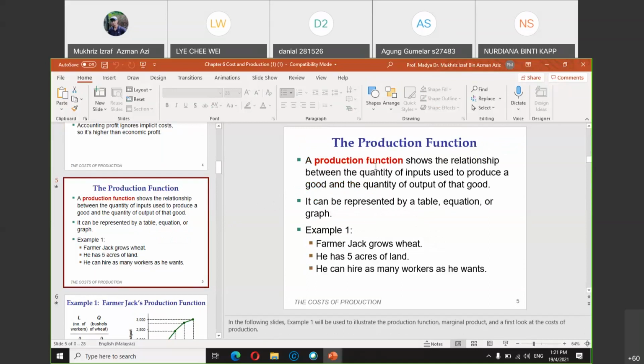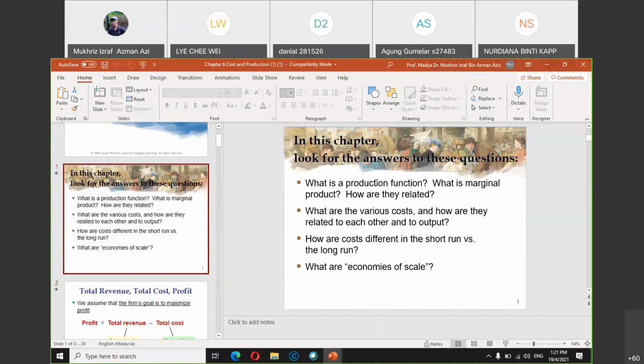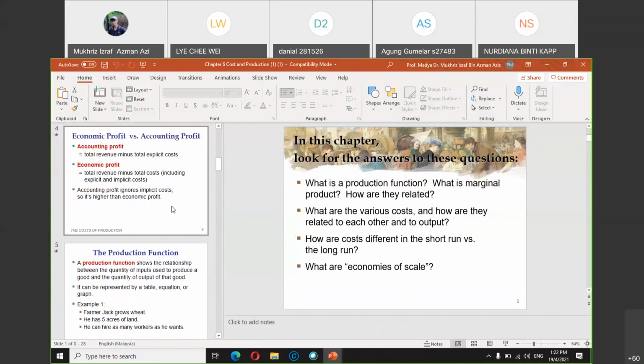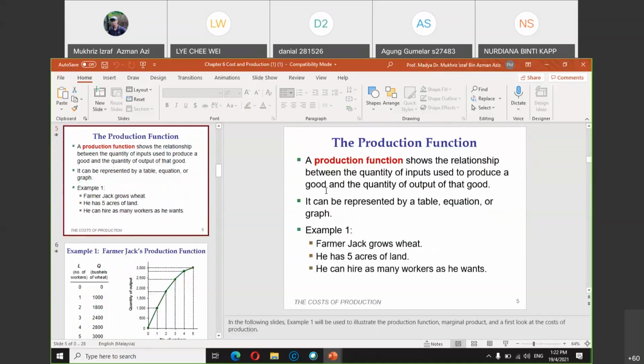And then we look at production function. In the beginning of the second slide, we ask the question: what is a production function and how does this concept relate to marginal product? In chapter 5, you will learn about utility and the concept of marginal utility. If you recall from last week's lecture, marginal utility is the additional utility or satisfaction each consumer gets when consuming an additional unit of the product or service.